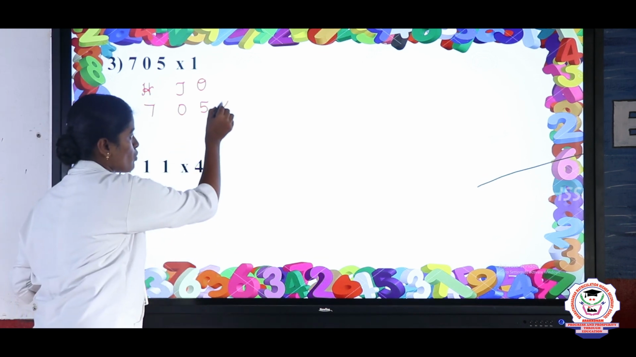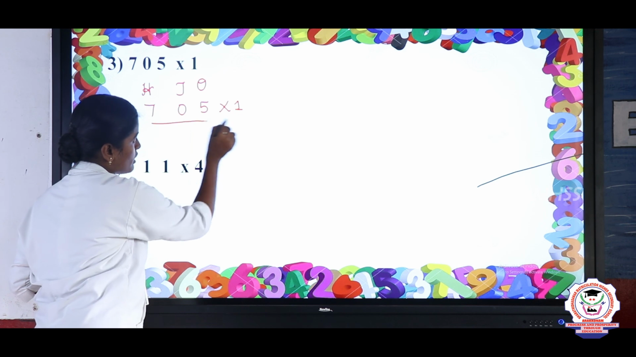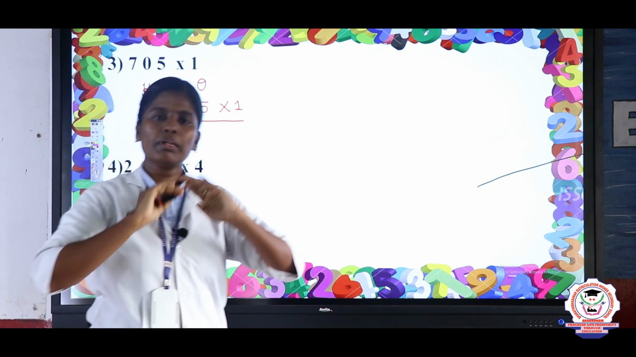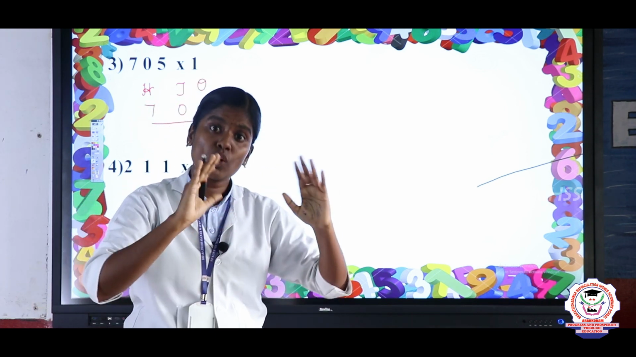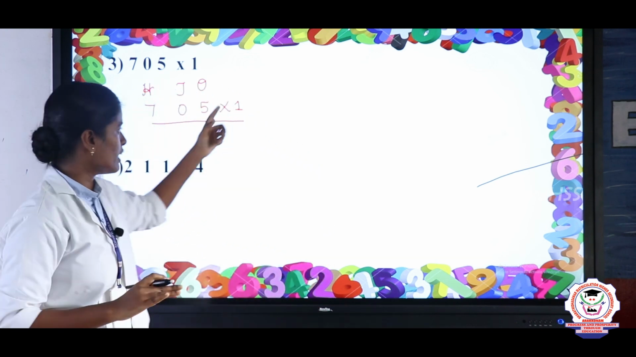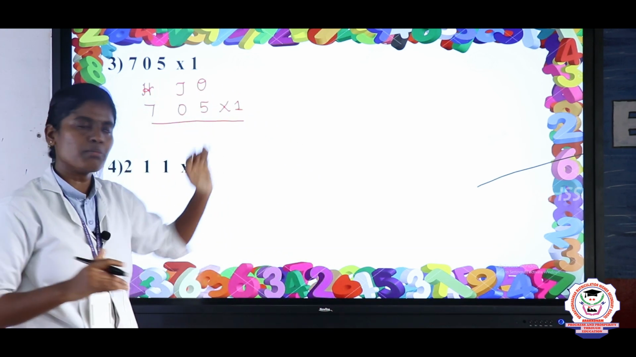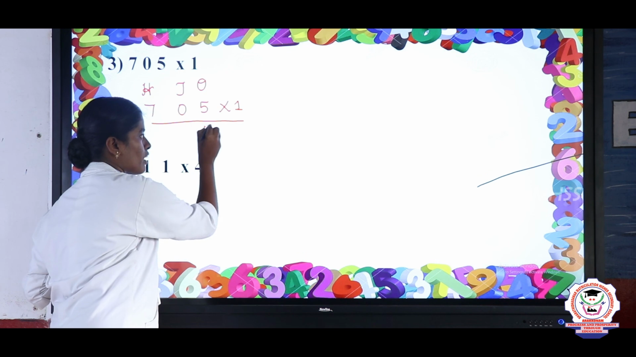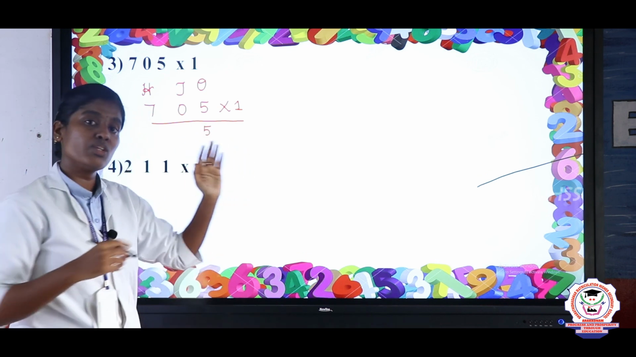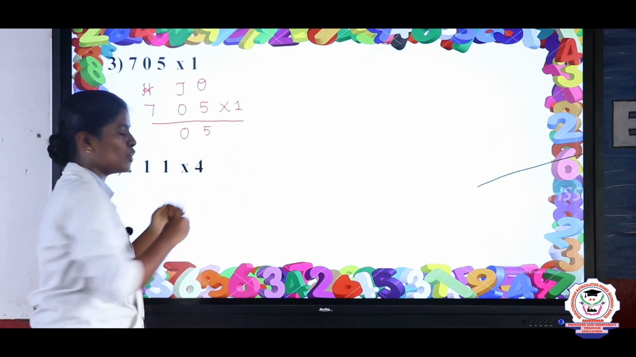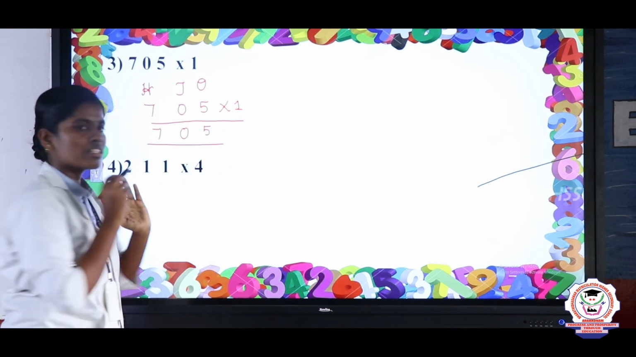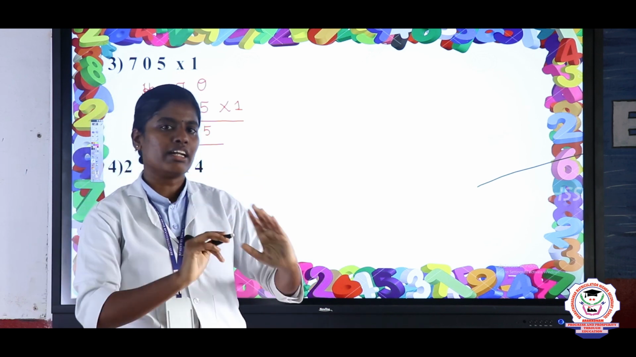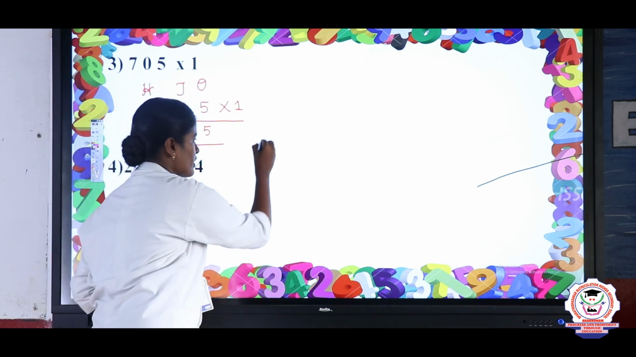Multiplied by 1. So listen, whatever number you multiply by 1, you get the same answer. So 5 ones are 5, 6 ones are 6, 7 ones are 7, 0 ones are 0. Likewise, 1 5s are 5. 1 zeros are 0. 1 7s are 7. So 705 ones are 705. So write the answer: 705.